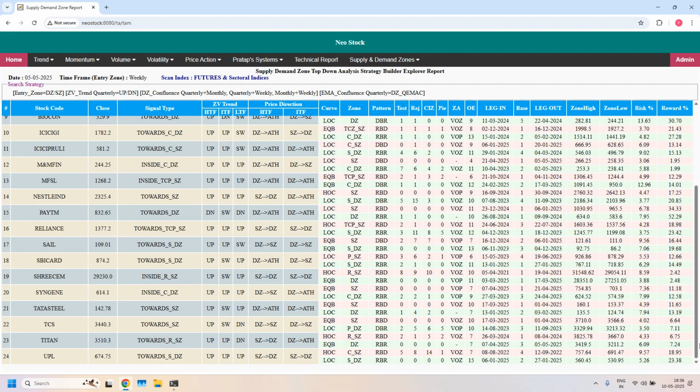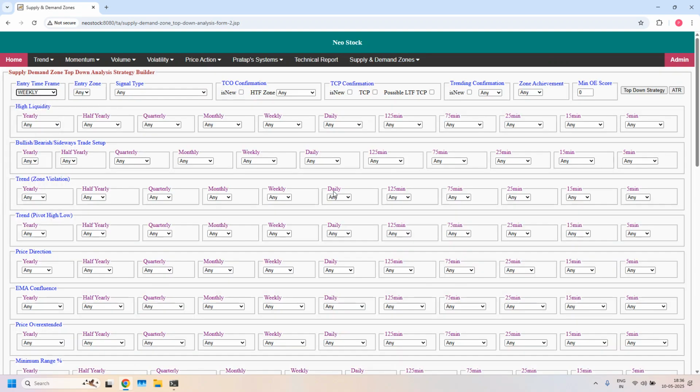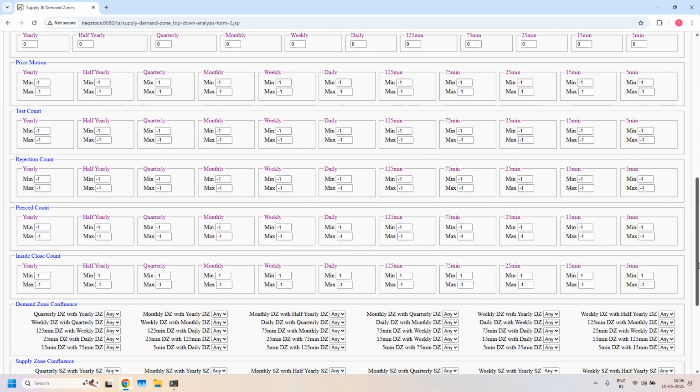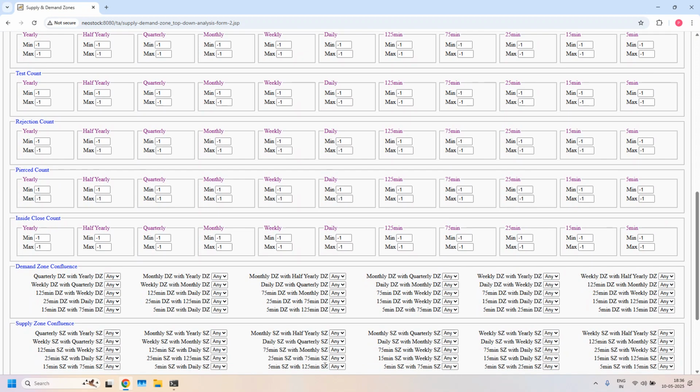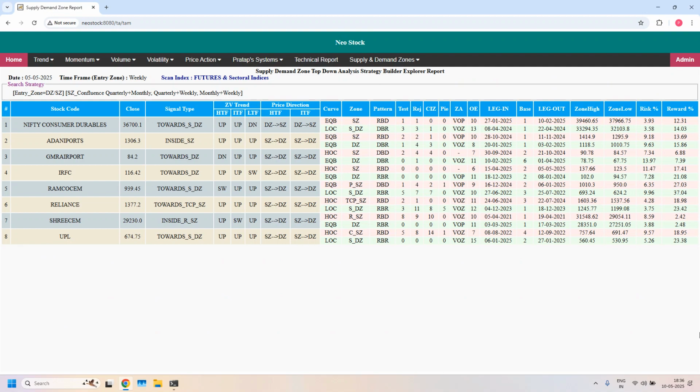Similarly, let us look into supply zone confluence, weekly, monthly and quarterly supply zone confluence. In the supply zone confluence, 3 filters we have to set. First one is weekly and monthly supply zone confluence, weekly and quarterly supply zone confluence, and also monthly and quarterly supply zone confluence. With all the 3 filters, we got 8 stocks.